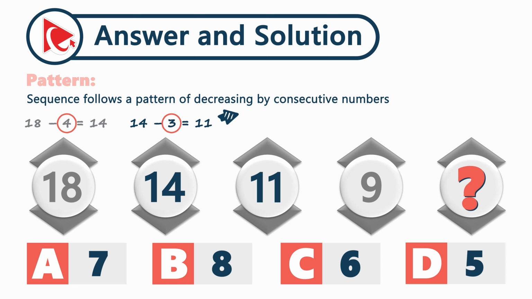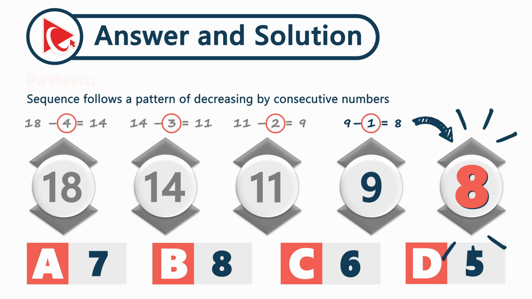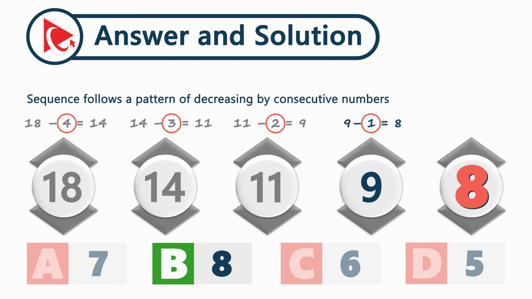14 minus 3 equals 11. Can you guess what the next decrement would be? I think you've got it. 11 minus 2, right? That's what you thought. Equals 9. And now is the magic moment to calculate the missing number. 9 minus 1 equals 8. So the correct answer here is choice B, 8.